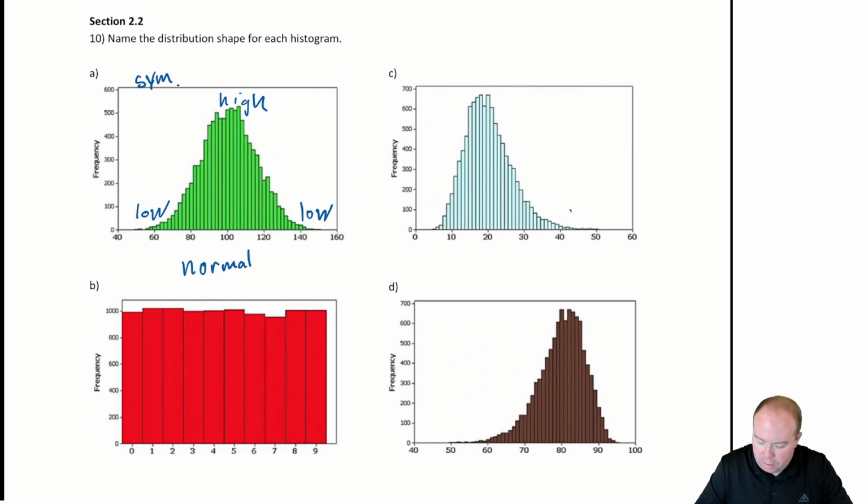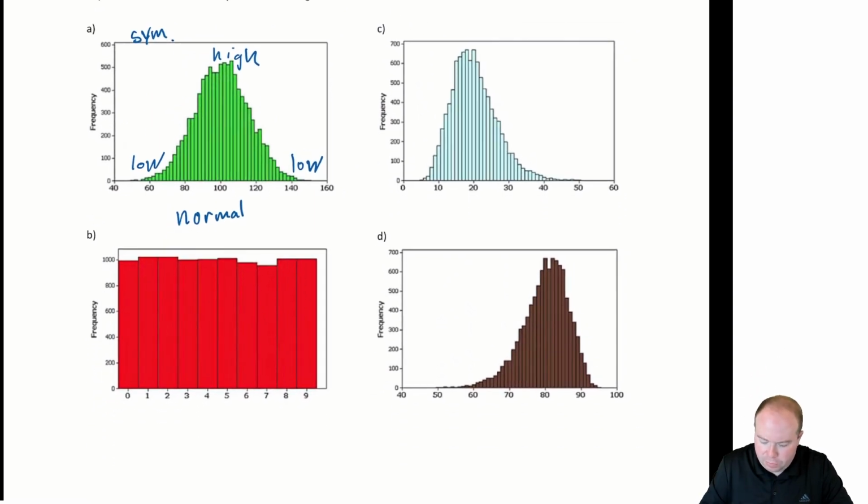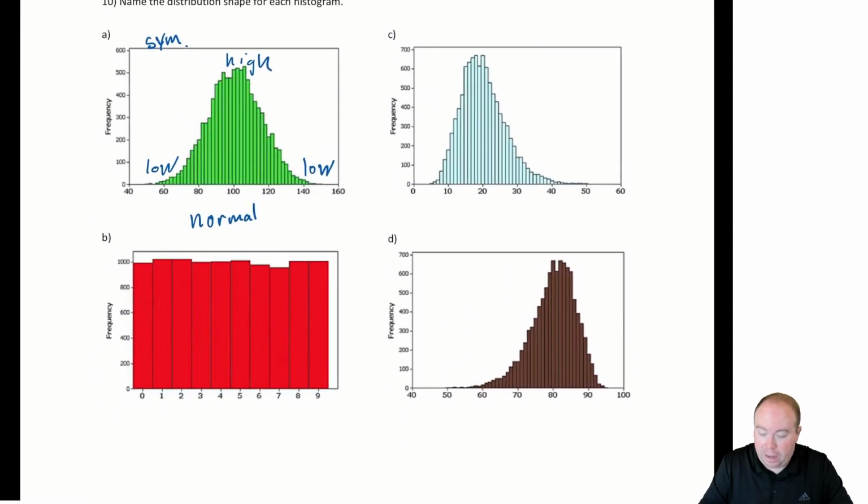This one actually goes in a slightly different order than I naturally do. So it goes down instead of across first. So this right here, these are all roughly the same height. So this is referred to as a uniform distribution.